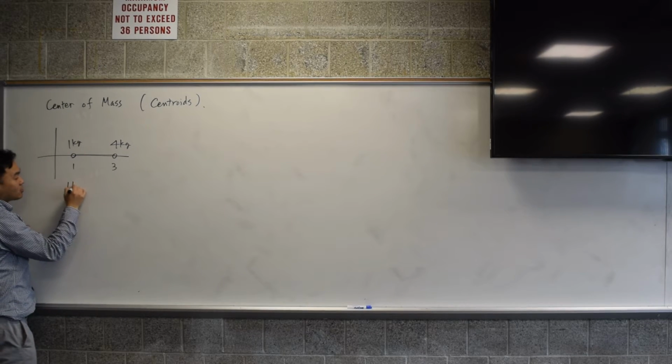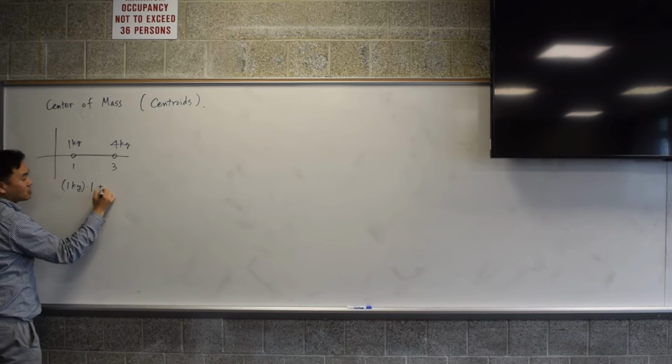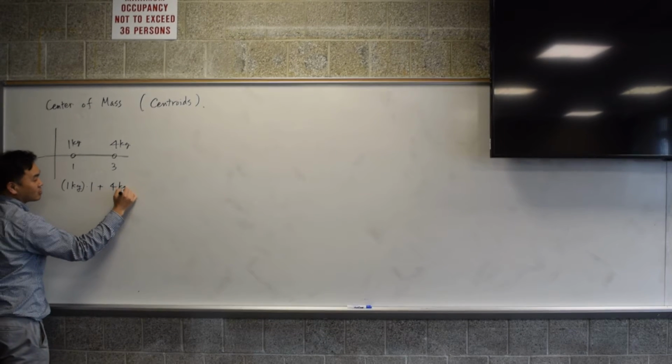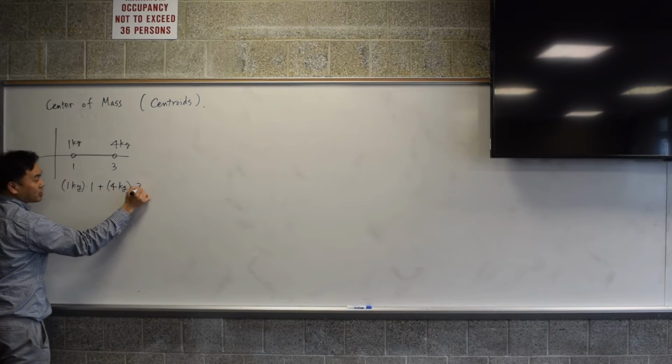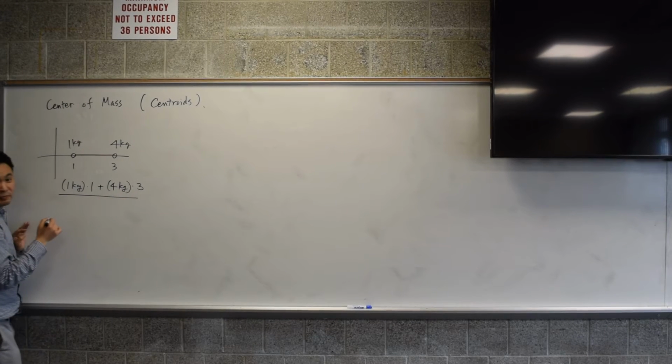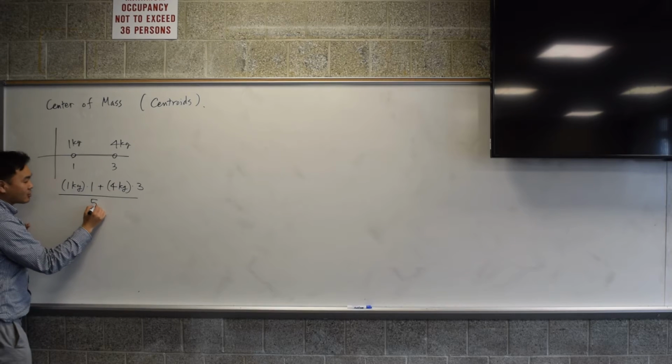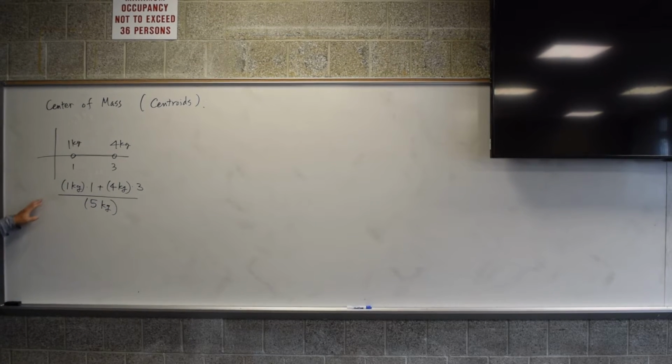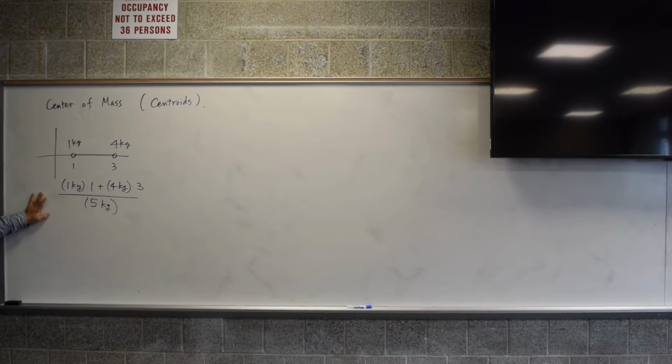You take 1 kilogram multiplied by the position 1, plus 4 kilograms multiplied by the position 3, and what do you divide it by? The entire weight. So this is what we call a weighted average, right? If you take the weighted average, you get the center of mass.